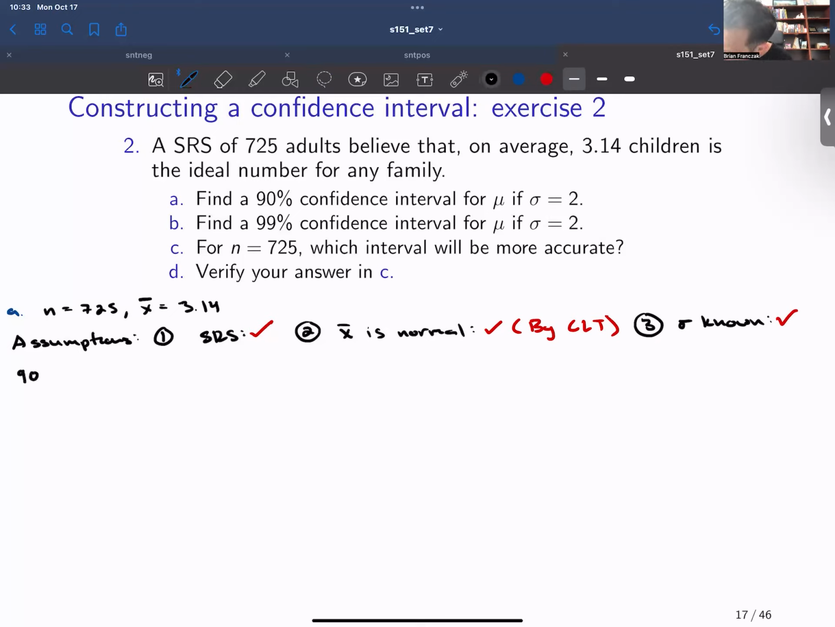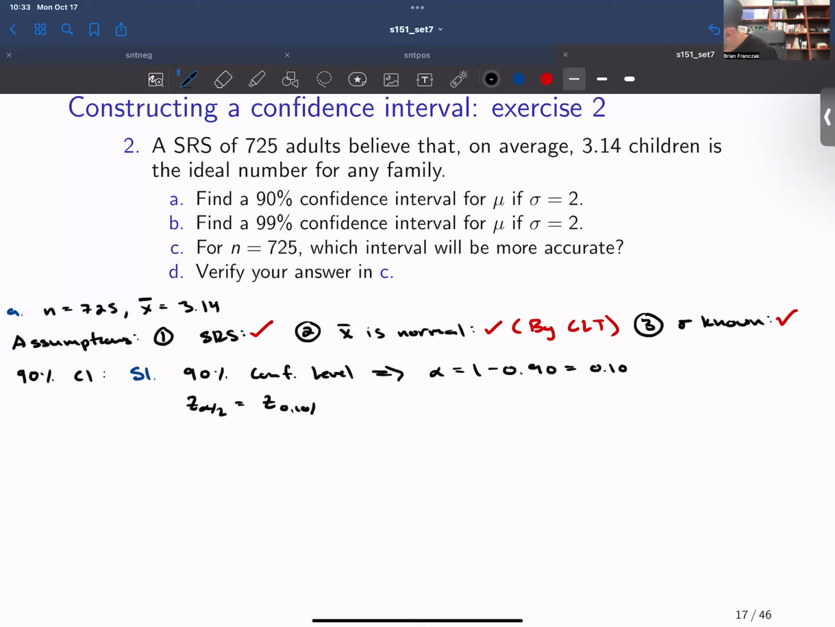All right, so now we can begin to build our 90% CI. The first thing, on step 1, we have the 90% confidence level. That means alpha is 1 minus 0.9, which is 0.1. So that means that we have z alpha over 2, which is z 0.1 over 2, which is z 0.05, which is 1.645.